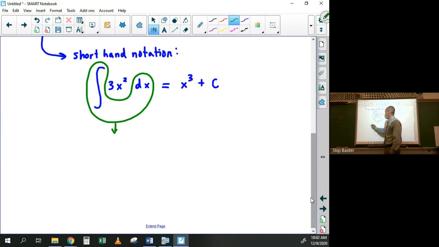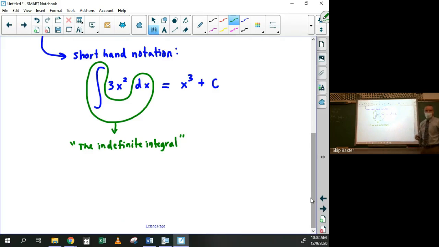And so this symbol, together with the dx, that whole thing, is sometimes called the indefinite integral. Indefinite integral. Okay, it's indefinite because we're not sure exactly what function has that as its derivative. There's lots of them. It's indefinite because there's this plus c.